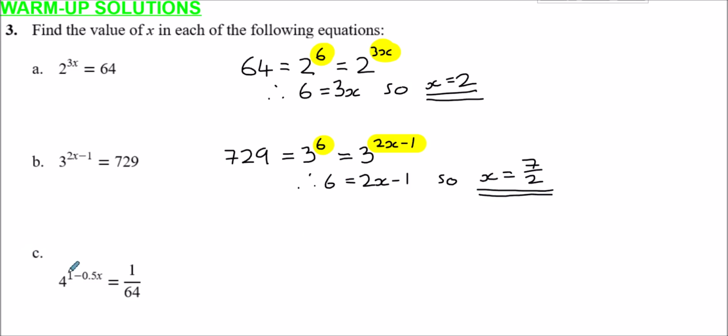Finally, question C. Again, 64 is a power of 4. So 64 is the same as 4 to the power 3. So 1 over 64 is the same as 4 to the power minus 3. So this is the same as 4 to the power minus 3, but we've also been told it's the same as this.